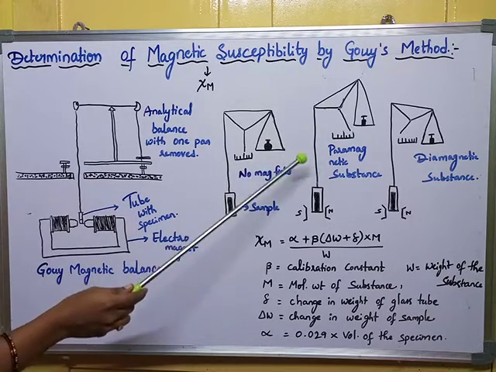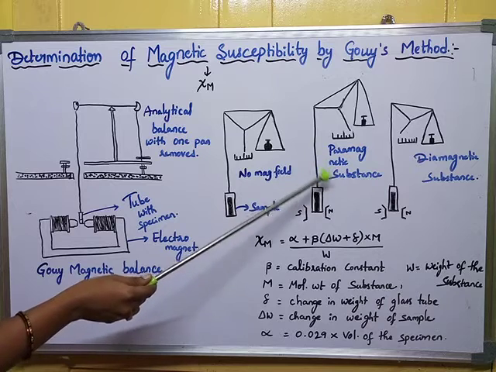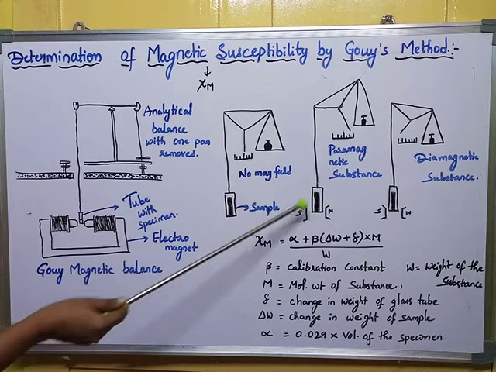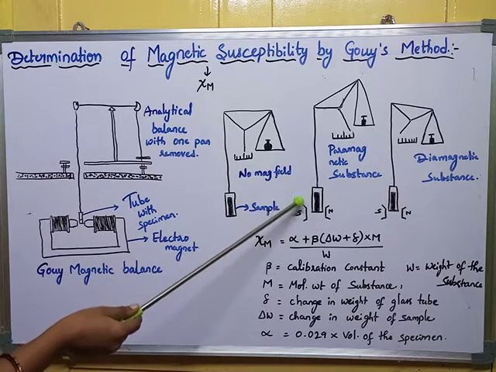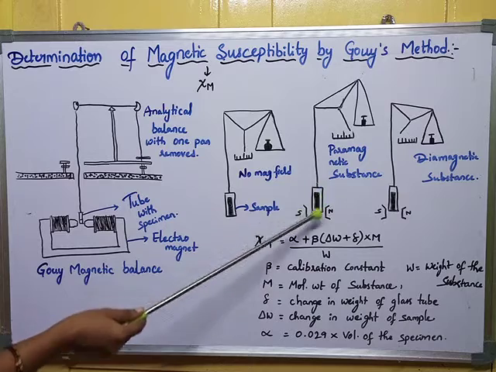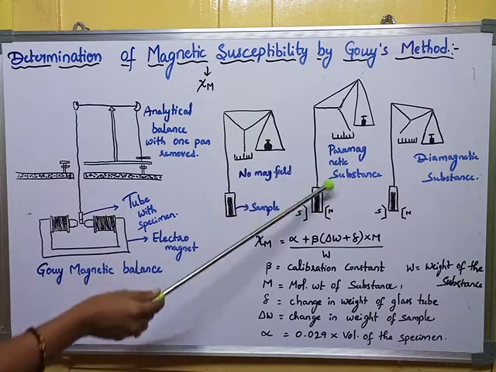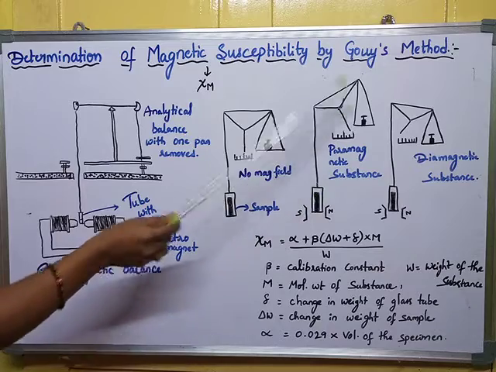So why does the substance weight increase when you apply the magnetic field? A paramagnetic substance attracts the magnetic field when you keep it in between the two poles. Because of that attraction, some force is applied on it, and because of that force there is an increased weight. So because of the paramagnetic substance, there is an increase in the weight.